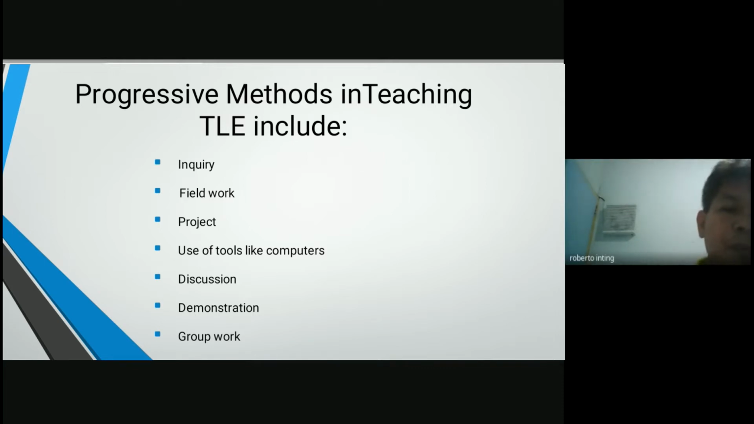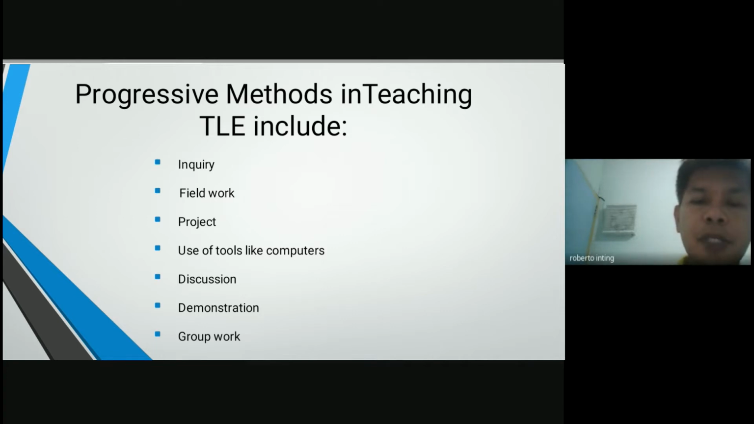Next is the project method of teaching. Utilizing the project method of teaching in technology education is not a new development. Teachers have been using projects as means of teaching technical skills, tool usage, and problem solving since the very beginning of the profession. The project method also provides an excellent means for increasing student learning.